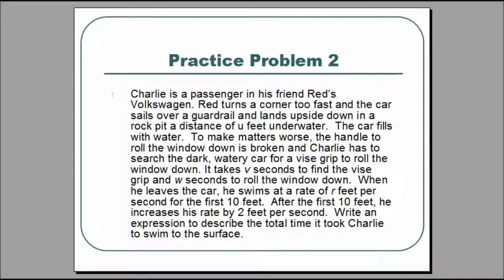Red turns a corner too fast and the car sails over a guardrail and lands upside down in a rock pit at a distance of U feet underwater. The car fills with water. To make matters worse, the handle to roll the window down is broken, and Charlie has to search the dark, watery car for a vise grip to roll the window down. It takes V seconds to find the vise grip and W seconds to roll the window down.